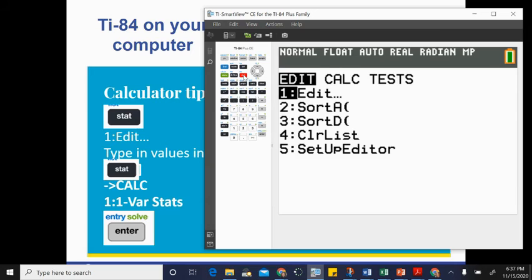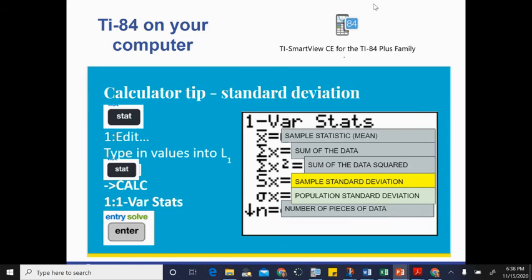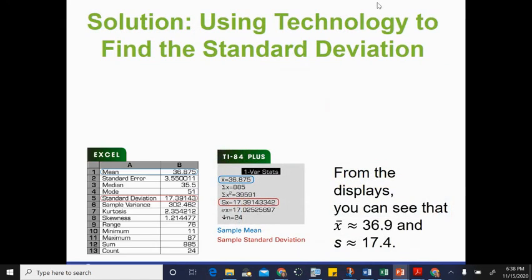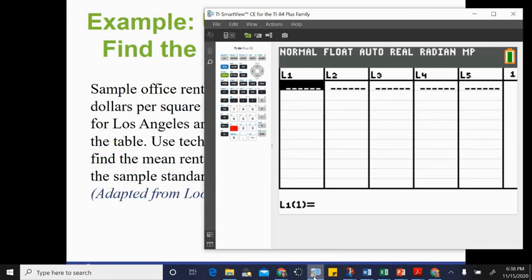Okay, so I hit Stat, and then see where it says choose Edit. So I'm going to pick number 1. And then it says type the values into list 1. So I'd have to type in all my values here. And I don't remember what they were, so we'd have to go back and see that. Let me see that real quick. Go back to those values. There they are. There's the values.